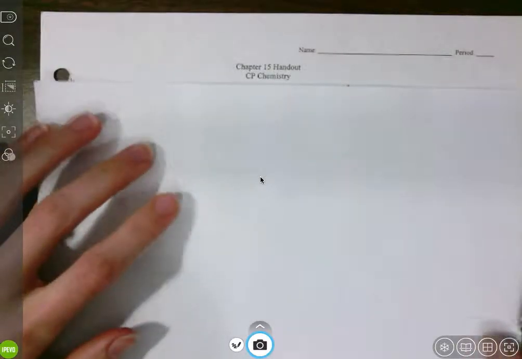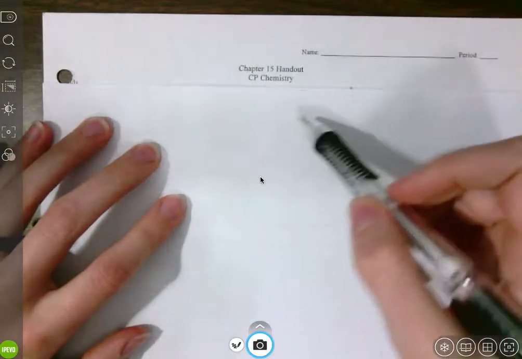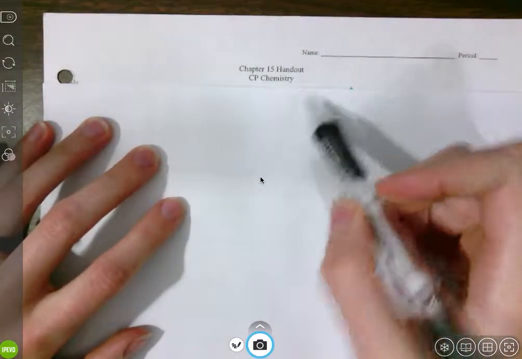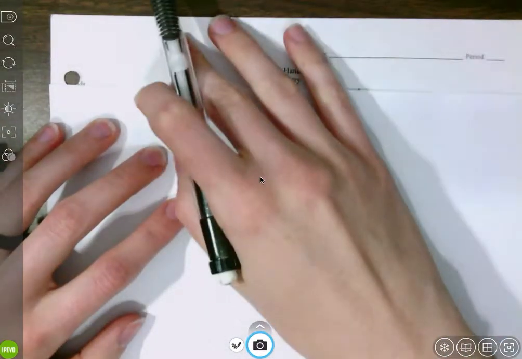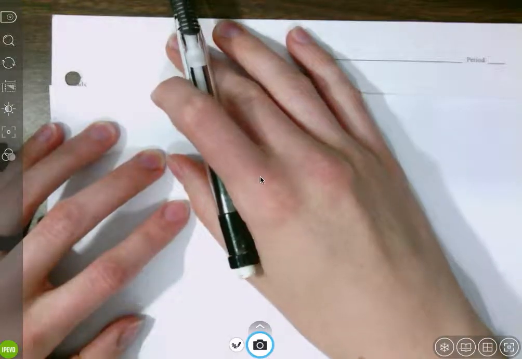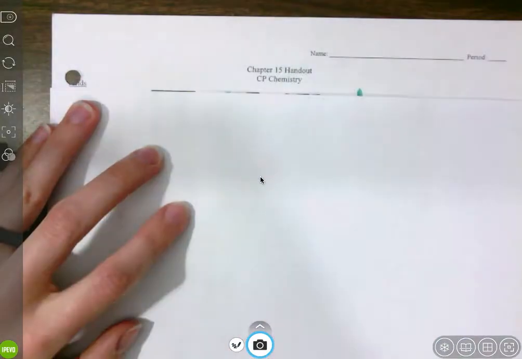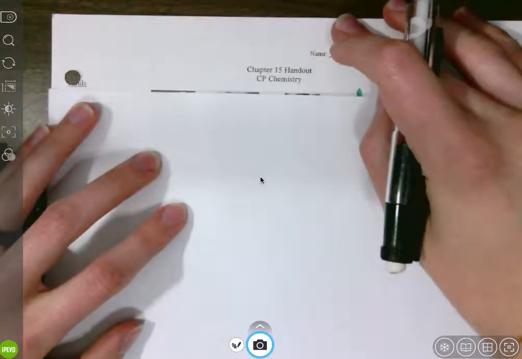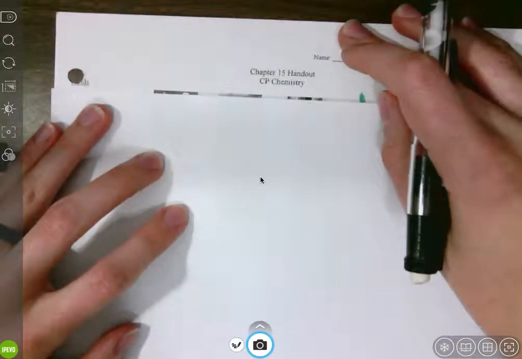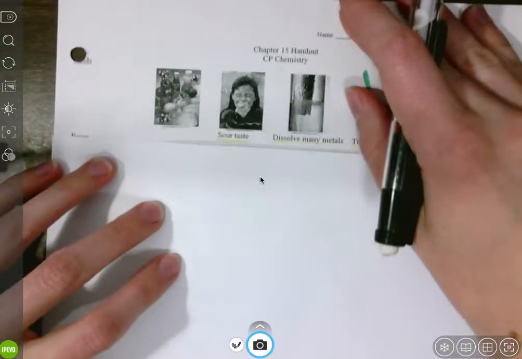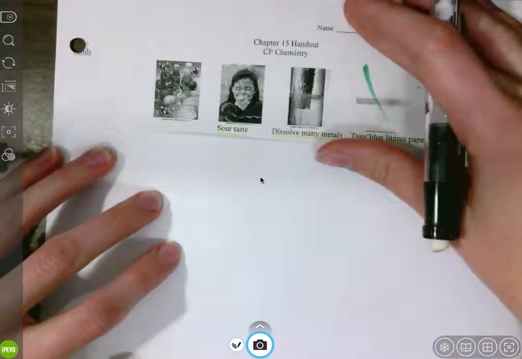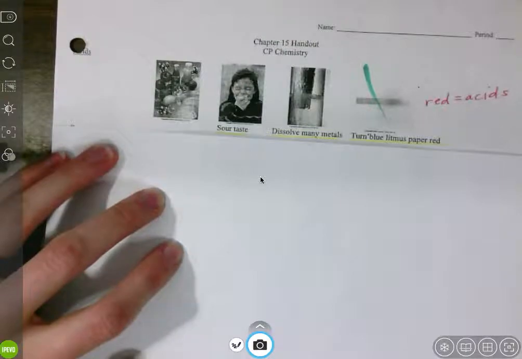All right. In chapter 15, we're going to be talking about acids and bases. So we're taking solutions a little bit further and going to be talking about acidity and alkalinity. So our acids, at the beginning of the chapter 15 handout, we have properties of acids that we need to know.